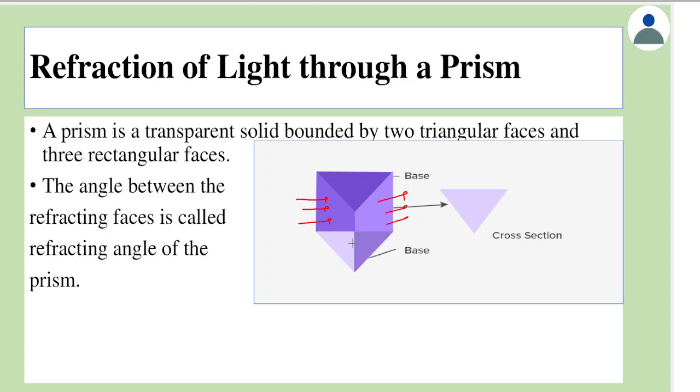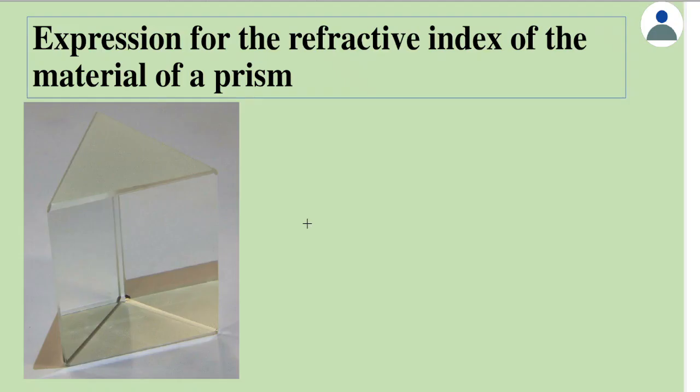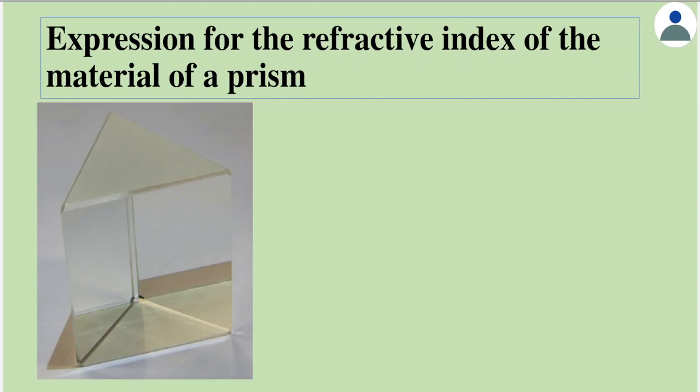The angle between these two faces, the angle made here, is called the angle of prism or refracting angle of the prism. As seen here, light falls on this face, refracts, and comes out of this face. This angle made here, which is the same as the angle made here, is called the refracting angle of prism, or just angle of prism.